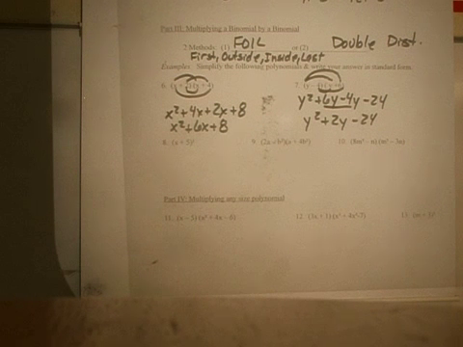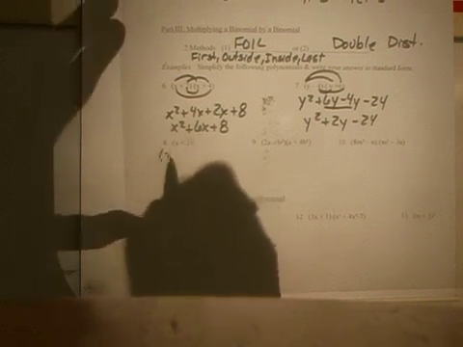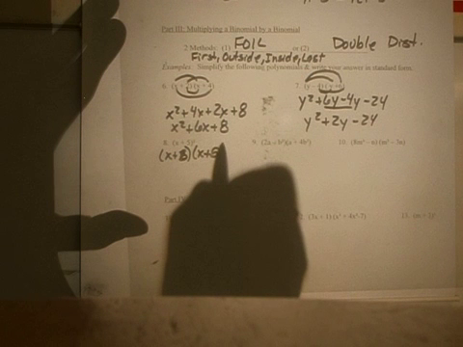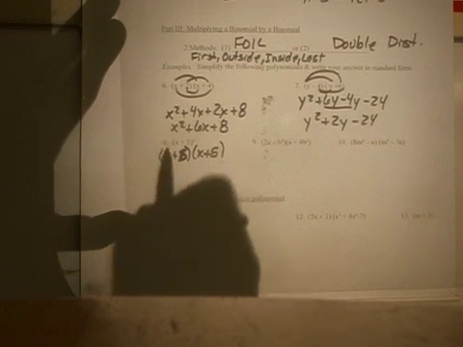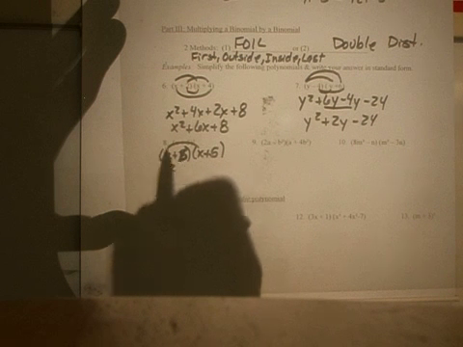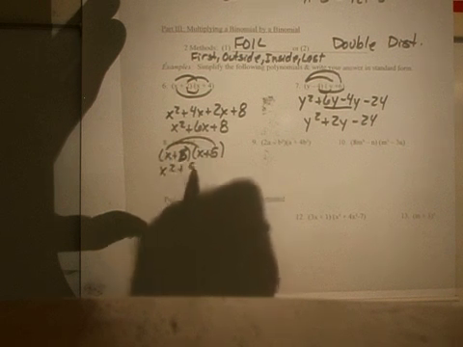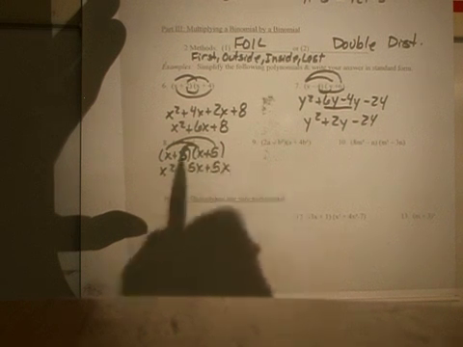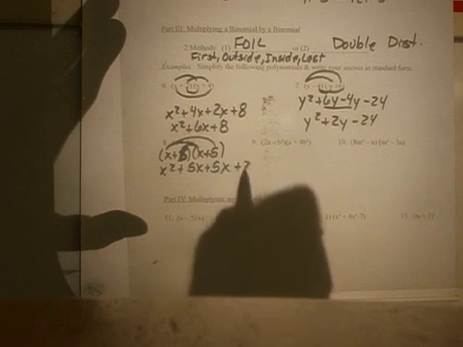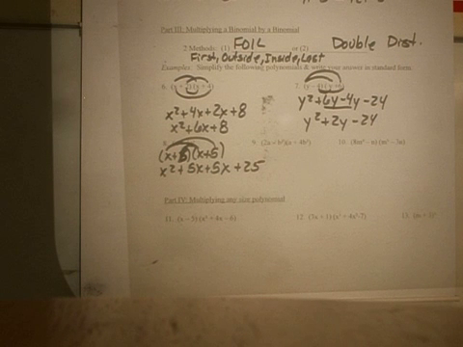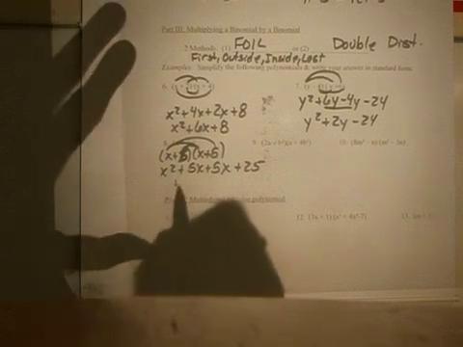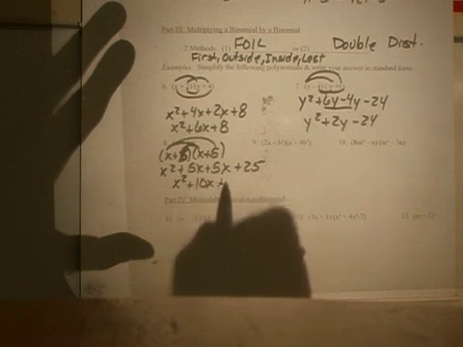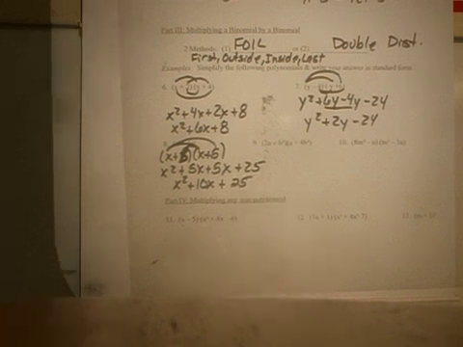Number 8 is x plus 5 squared. And if you have something squared, it's like saying that number times itself. First is x squared. Outside is 5x. Inside is 5x. And last, 5 times 5 is 25. And you end up with x squared, 5x plus 5x is 10x, plus 25.